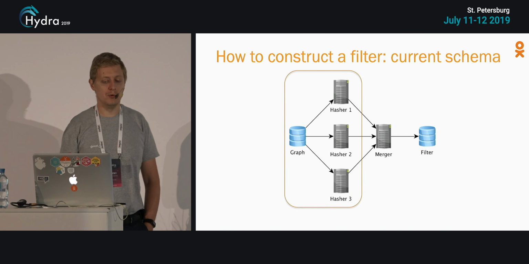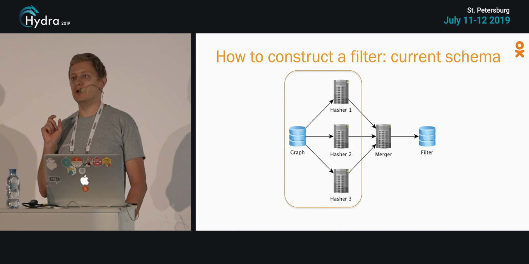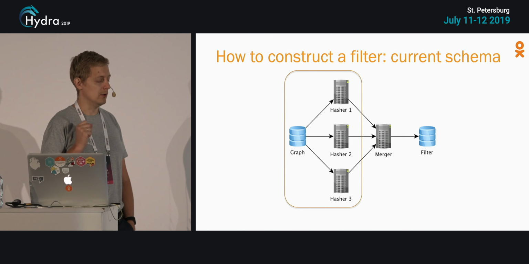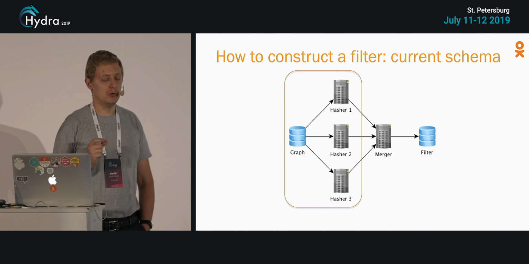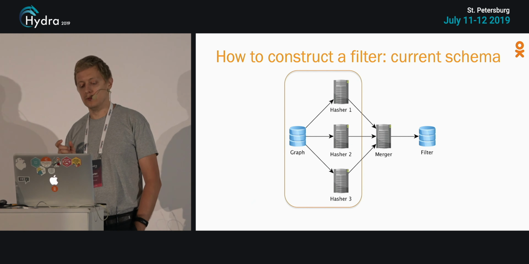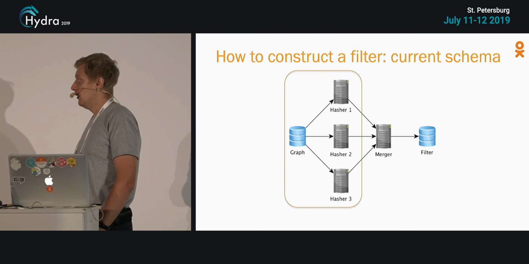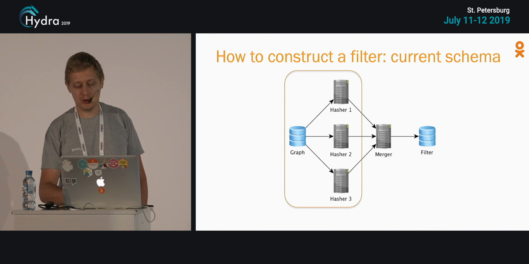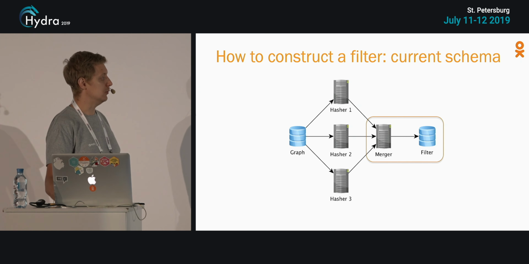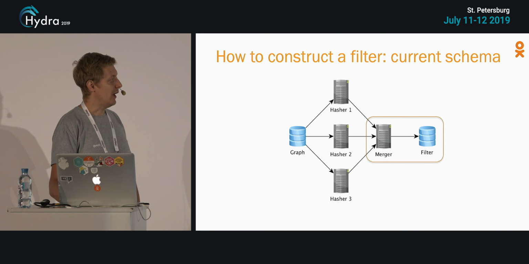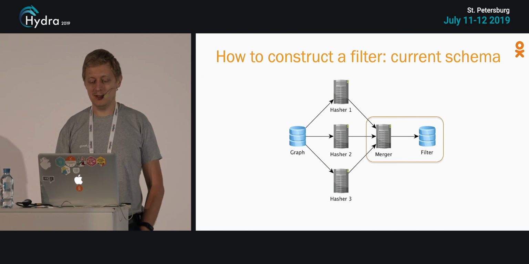Of course, we also use the symmetric property, so we always ensure that the two ends of the link in the pair are ordered in the same way, in alphabetical or numerical order. And having all these hashes, we can just merge them into a Bloom filter and write it into the Hadoop distributed file system. I think it's already obvious where the problems are in this schema.